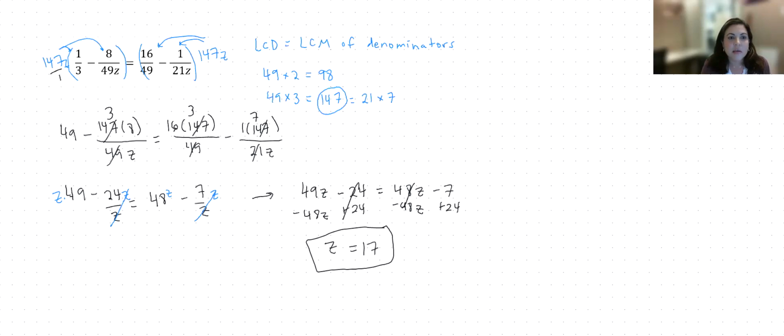And I encourage you to plug that back in and check your answer and make sure that that's the actual solution. But again, this is the method where I am looking for that common denominator, multiplying it by each term and using that to cancel out all of those fractions and solving the equation that remains.